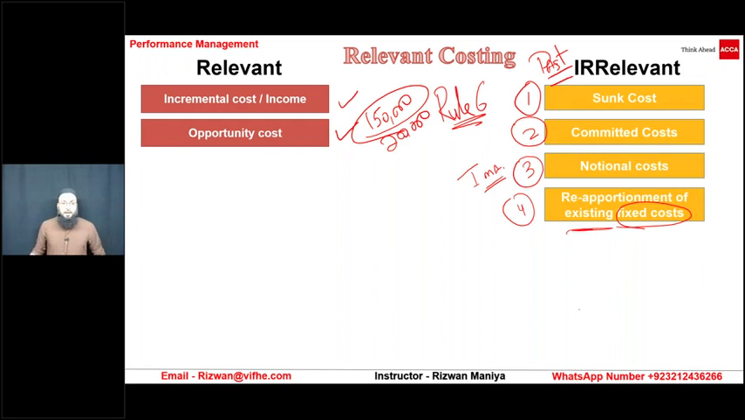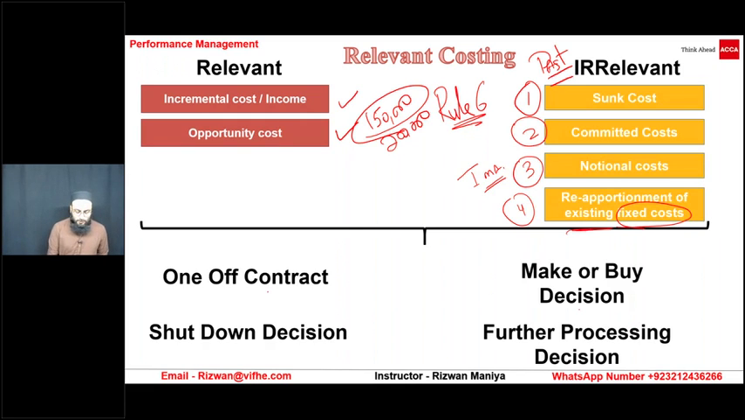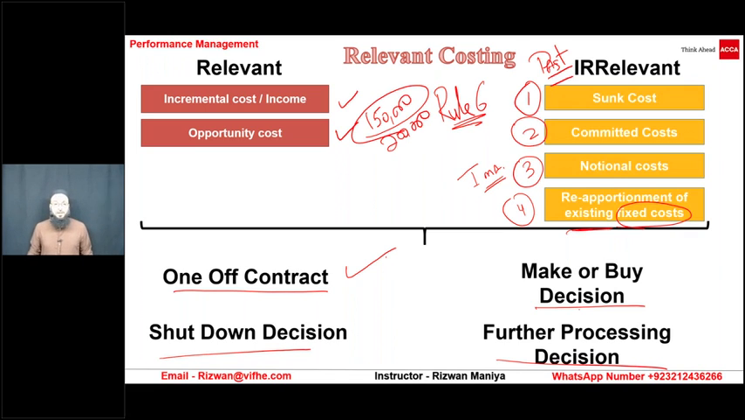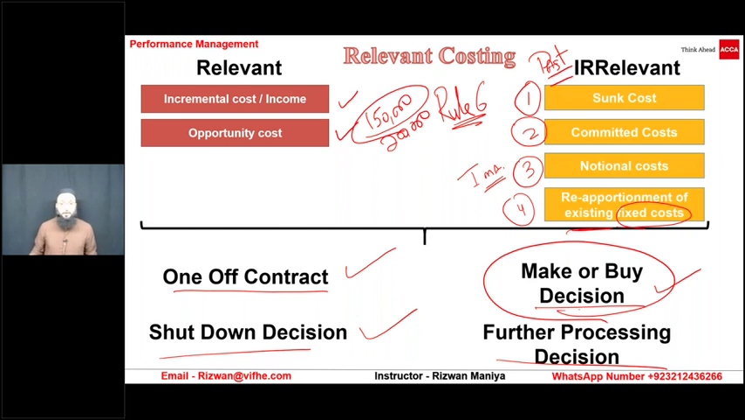Now, there are four types of decisions that we take using relevant costing principles: one-off contract, make or buy decision, shutdown decision, and further processing decisions. Listen very carefully. I've covered one-off contract before in my previous webinars, so the link will be shared with you in the $1 Million Plan. Shutdown was covered in March 2020, so I'll share the link of that as well. Make or buy is our topic today, and through make or buy, we will understand further relevant costing principles in the right way. Aisha, if there is some stepped cost, which means the fixed cost is increasing because of the project, that will be a relevant cost.